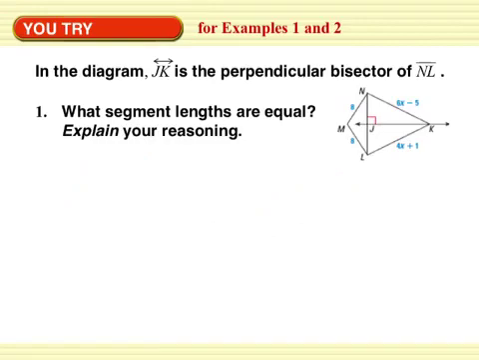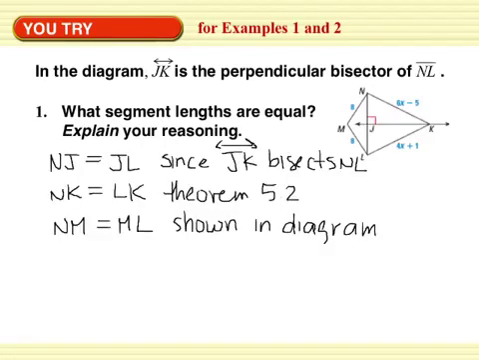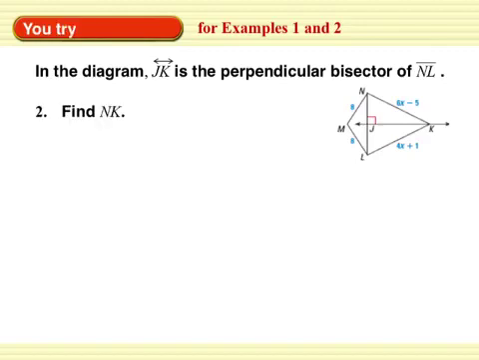Okay, the Try has 3 parts. This is part 1. In the diagram, JK is the perpendicular bisector of NL. What segment lengths are equal? Explain your reasoning. Go ahead and push pause and try this one on your own. Okay, there are your 3 answers. Go ahead and push pause and read through them. Another try. In the diagram, JK is the perpendicular bisector of NL. Find NK. Push pause and go ahead and try it.